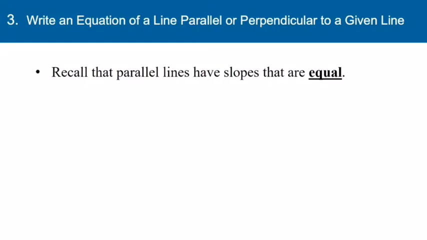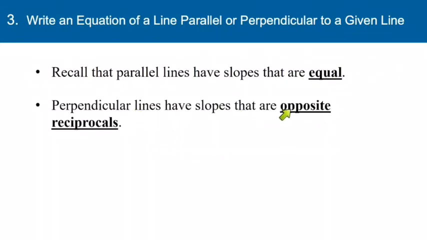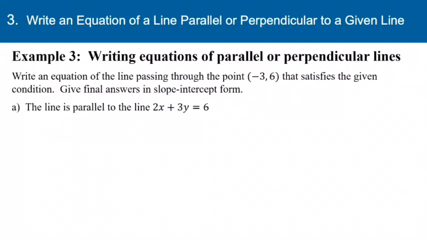Now let's move on and talk about how to write the equation of a line that is parallel or perpendicular to a given line. We saw in section 3.3 that parallel lines have slopes that are equal to each other, and perpendicular lines have slopes that are opposite reciprocals from each other. So one will be positive and the other will be negative, and they will be reciprocals. So what we're going to do now is take that little bit of information and put it together with what we've done earlier in this section using the point-slope formula.